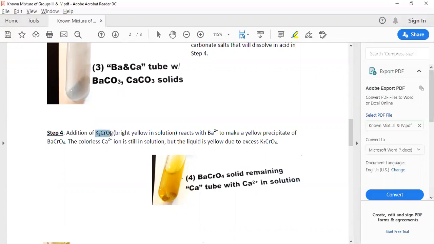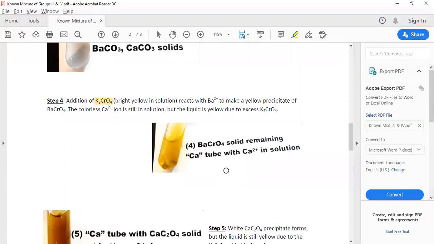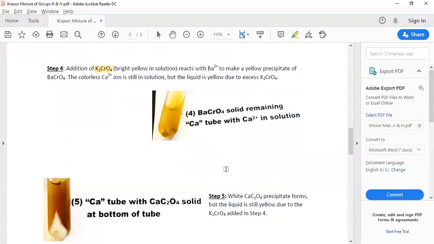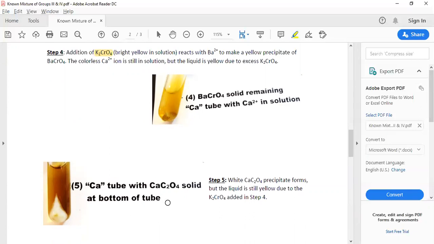Now, potassium bromate, I'm sorry, potassium chromate, the reagent you're using to precipitate, is yellow. So yes, everything's going to look yellow here, but it's not the color of the mixture that we're looking at. We're looking for the color of the barium chromate. And you can see here the precipitate of barium chromate, right? And once you've separated that, you can take now the calcium supernatant and add your calcium oxalate.